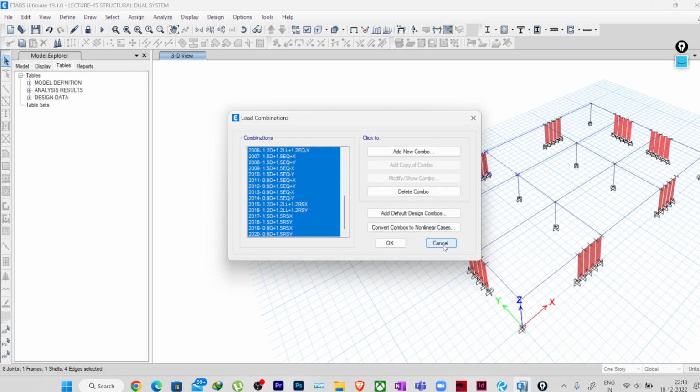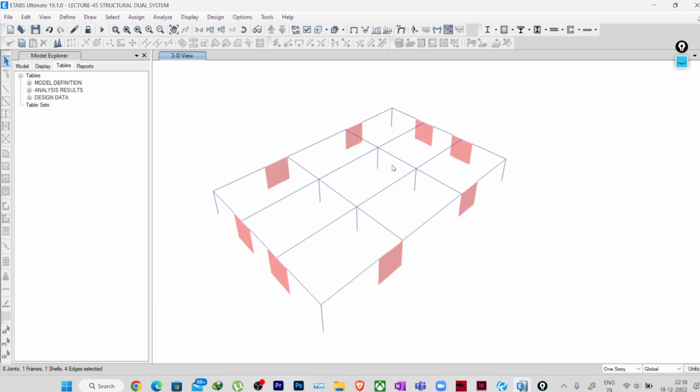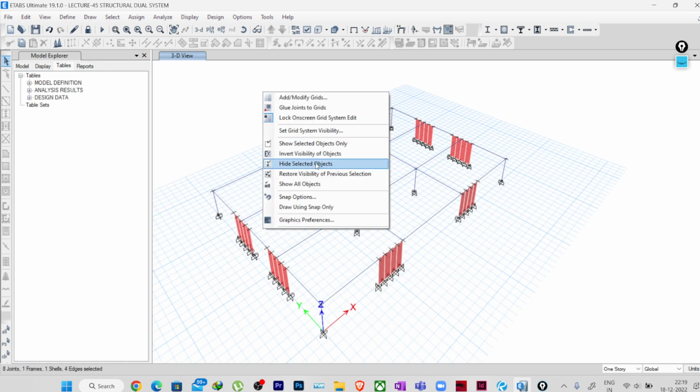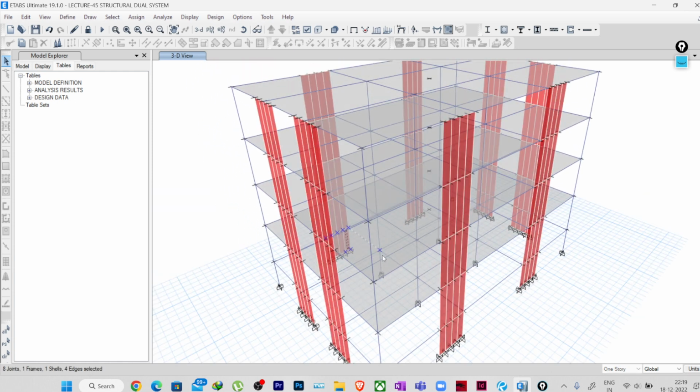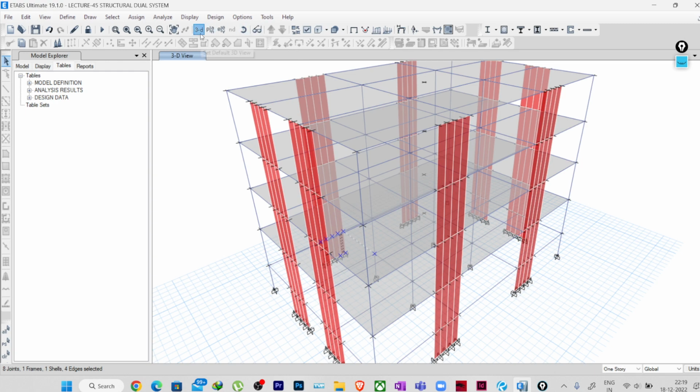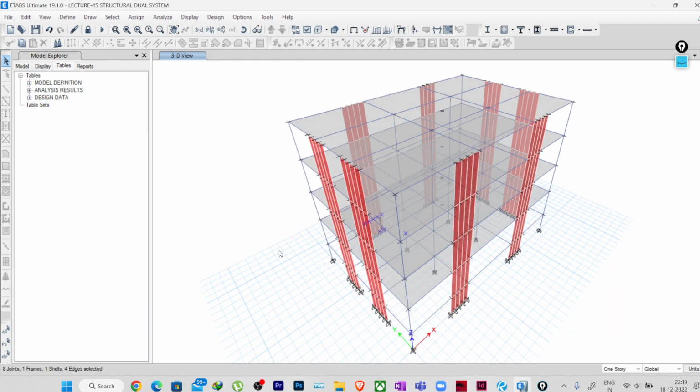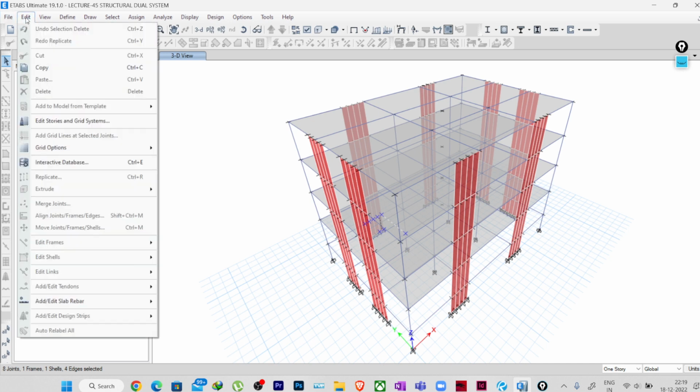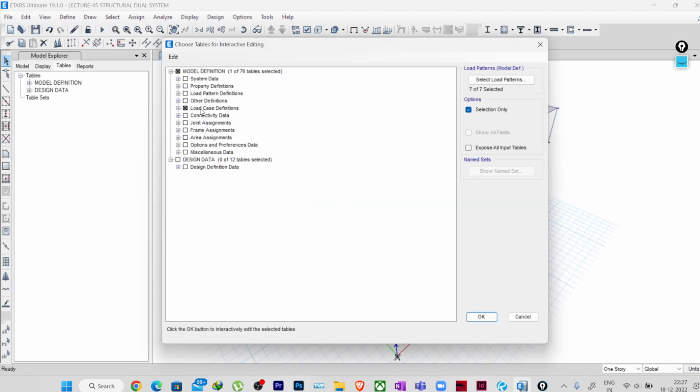So let us see. For this I will use, let me just go to show all objects. Okay, for this I will use a very useful tool of new ETABS. It was there in SAFE, but now we added it in ETABS also, the interactive database. So I'll go to Edit, and here you'll find this interactive database. I'll go to model definition and load combinations, and click on OK here.